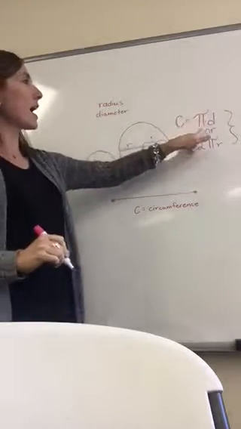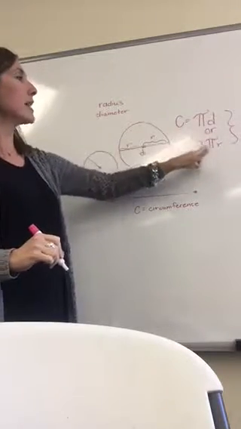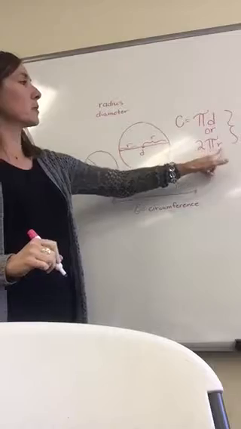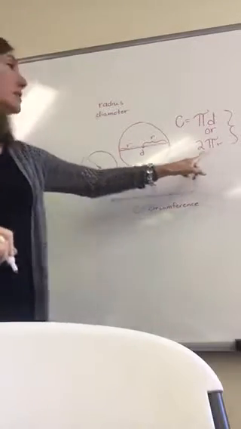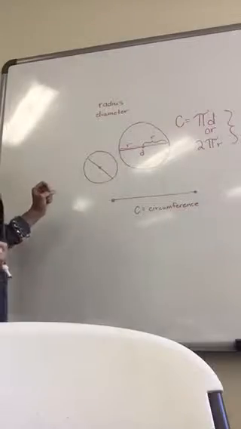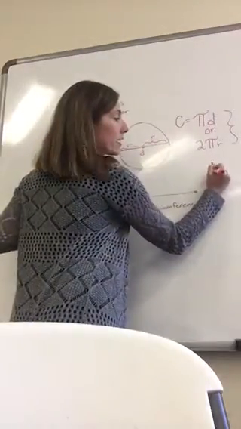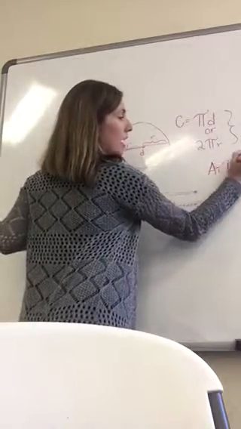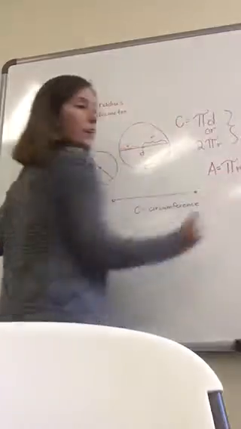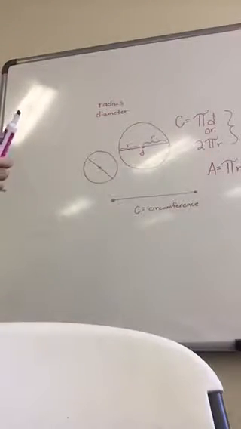So we can say pi, this is the sign for pi, times d, or we can say pi times 2 radii, or 2 times pi times r. So you have those two choices for finding circumference. We also have another formula, which is for area of the circle, finding the inside, and that is pi r squared. All right, we will do a little bit of practice with those, but let's talk about something first.